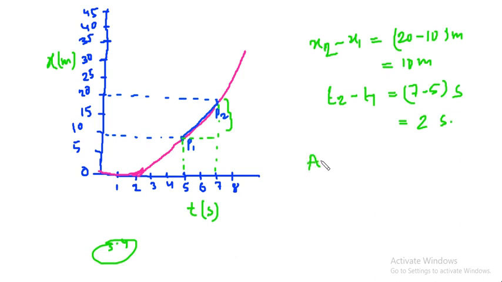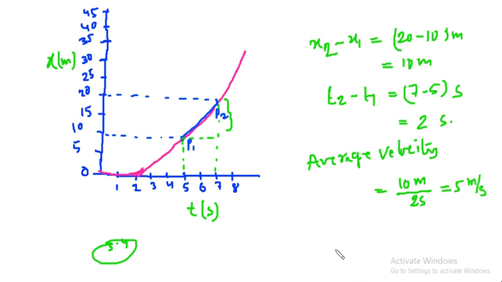So the average velocity equal to 10 meter by 2 second equal to 5 meter per second. Okay, so here we are writing velocity and just writing 5 meter per second, and we are not giving any vector sign, but still it is okay because it is one dimensional motion.